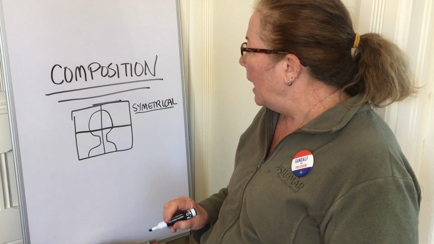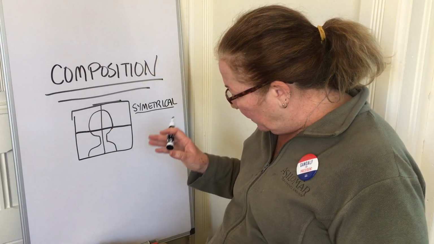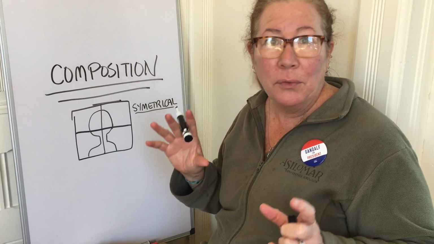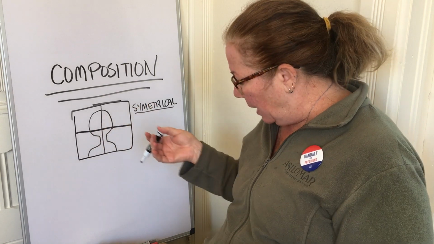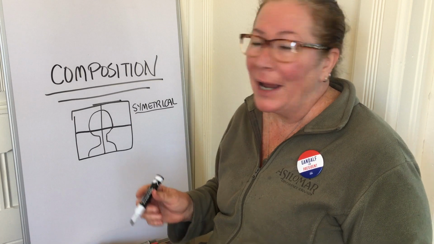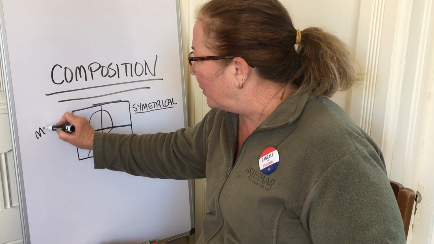That's symmetrical. And these kind of photographs, the problem with them, even though our brains like them, and we are soothed by symmetry, we like things to have a nice symmetrical balance, the problem is it's also boring, right? This is, I call this the mugshot photo.